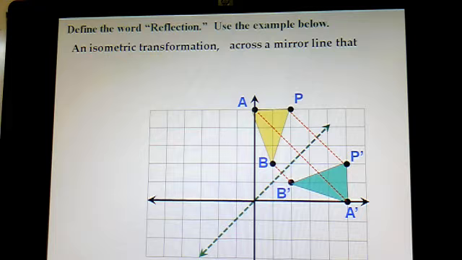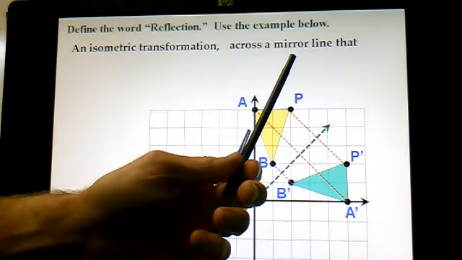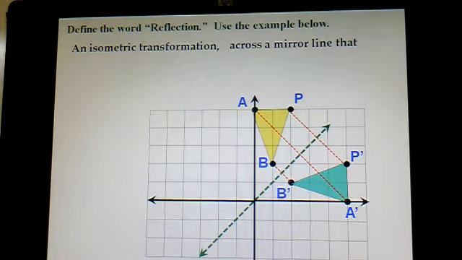Flipping, folding over a mirror line, another way of saying that. And you could call the mirror line an axis of symmetry if you want. Nothing wrong with that from Algebra 1. And then I'm going to describe specifically the mirror line.